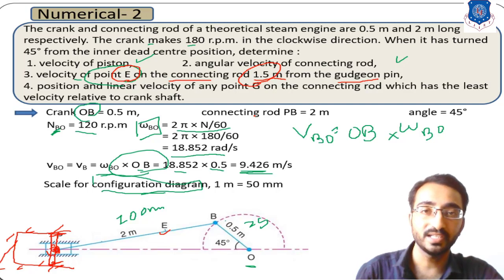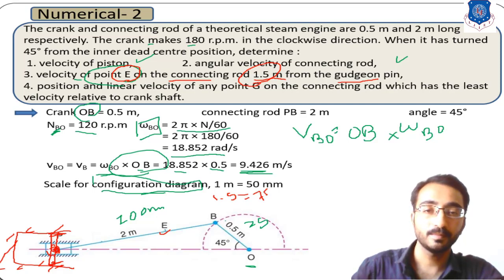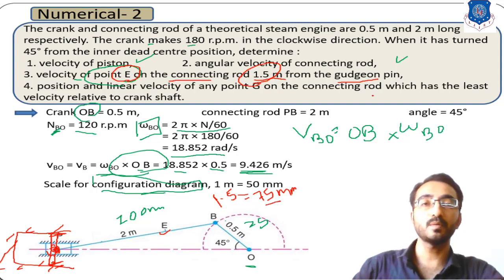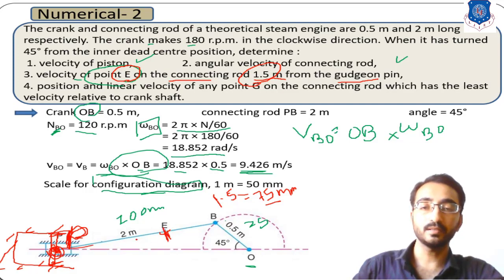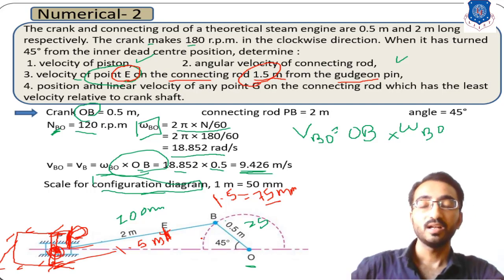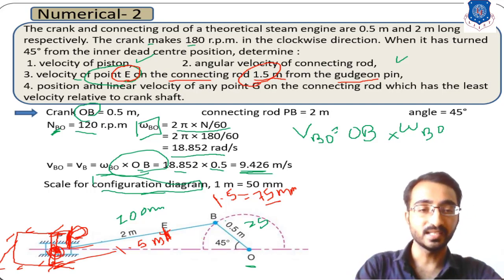So we have to convert this 1.5 meter with the help of this scale. Over here 1.5 meter will be equal to 75 mm. You can simply calculate that if 1 meter is equal to 50 mm, then 1.5 meter is equal to 75 mm. And this 75 mm is from which point? From the Gudgeon pin, and the Gudgeon pin is nothing but your piston point. So from point P you have to sketch one point that is at 1.5 meter. Over here you have to sketch point E at 1.5 meter in this way. Clear? Okay, so now let's solve this numerical with the velocity analysis method.